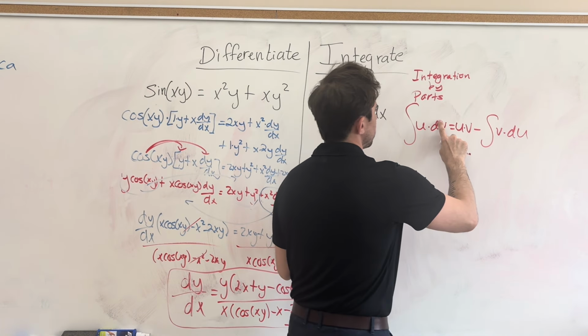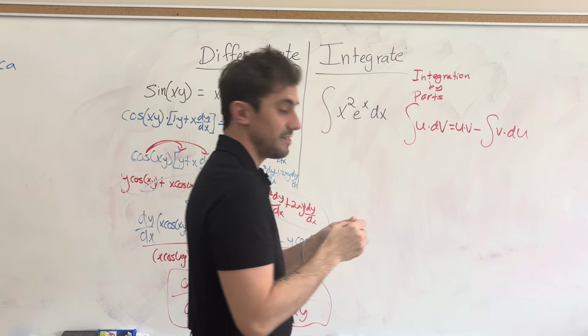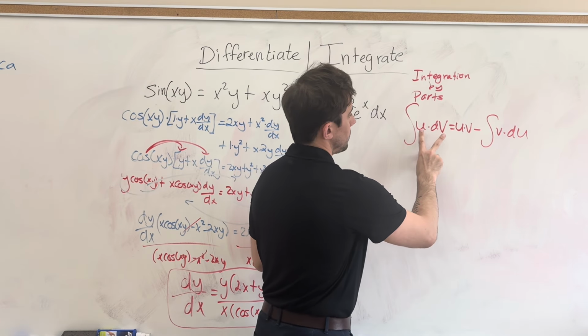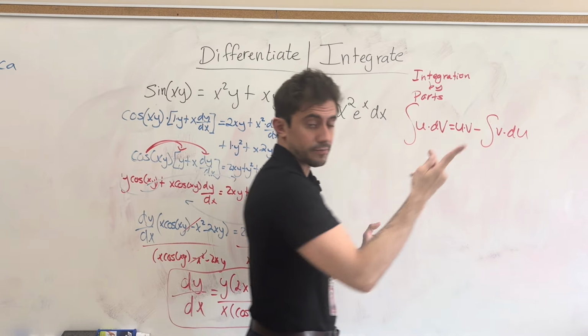Let me be very clear here. It looks like a u dv. Okay, so you can see how the u and the v go here, and then the u dv becomes v du, so they flip-flop, okay?